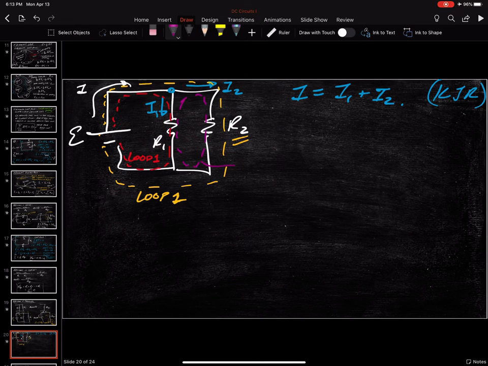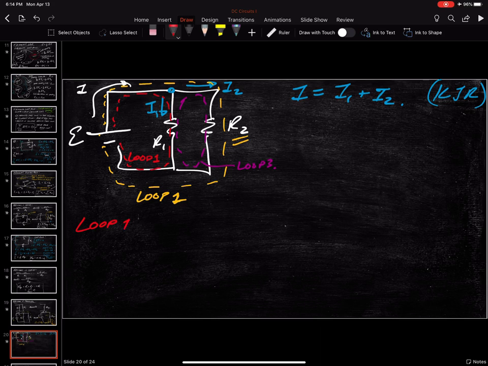Loop 3. Okay? Loop 3 doesn't even look at the battery, and so it just goes between I1 and I2. And so Kirchhoff's law says that for any of these loops, the sum of the changes in voltages as I go around that loop has got to be equal to 0. So let's just, for practice, work out each one.